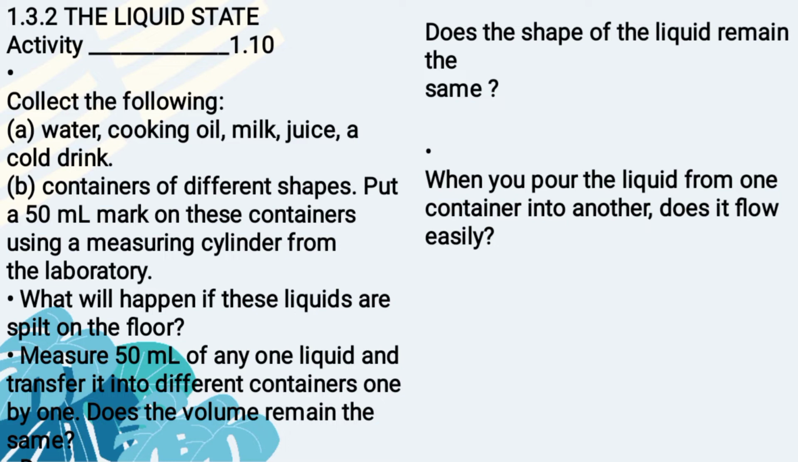So when you collect all this, bring different types of containers and mark 50 ml on them, and go on changing the container. Pour the liquid and see whether the volume remains the same. Change the containers and see whether the shape of the liquid remains the same, and when you pour the liquid from one container into another, whether it flows easily. You have to check these things.